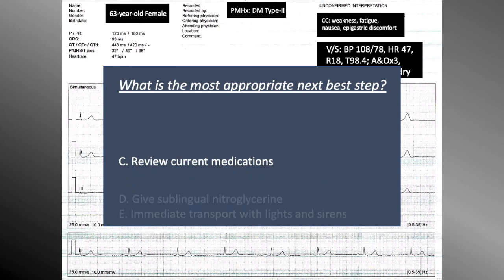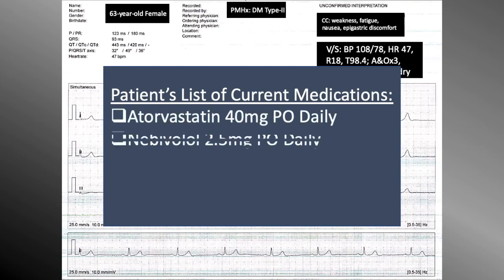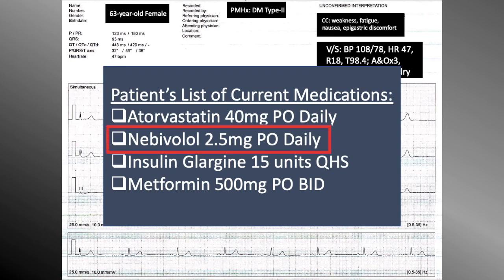The answer is C. Review current medications. Let's take a look at this patient's medication list. She is taking atorvastatin, nebivolol, insulin glargine, and metformin. Do you see now why it's a good idea that we check the medication list? This patient is taking nebivolol, which is a beta blocker. One of the effects of beta blockers is to inhibit sympathetic stimulation of the sinoatrial node, which is the part of the heart that acts as a pacemaker. Dampening that stimulation leads to a slowing of the heart rate. This explains the heart rate of 47 with no ECG changes indicating ischemia or infarction.